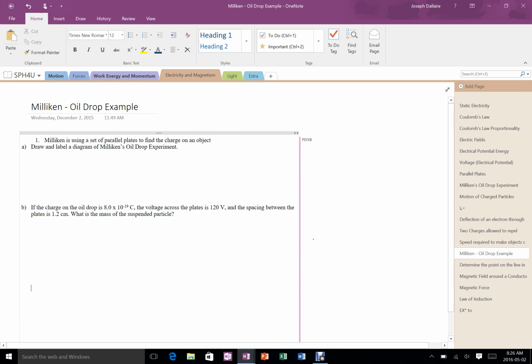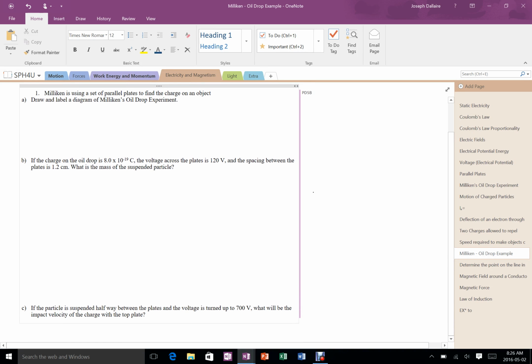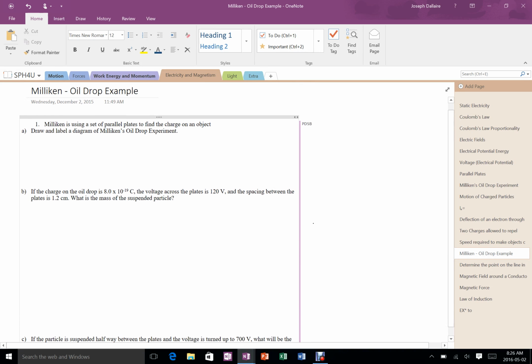Okay, in this example, we're going to talk about the Millikan oil drop experiment. We're going to do a brief discussion about that, and then we're going to do an example where we're looking at the mass of a suspended particle, and then we're actually going to take one more step here and do an example where that charge moves.